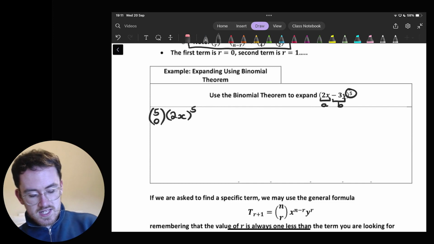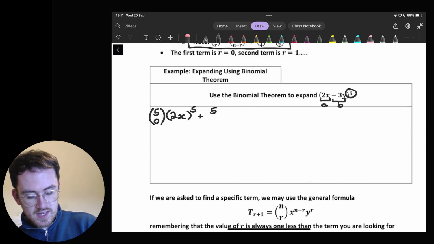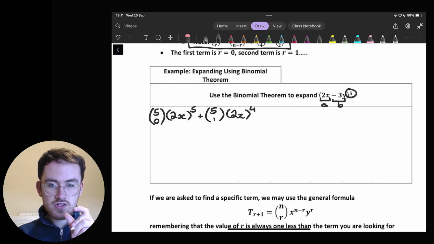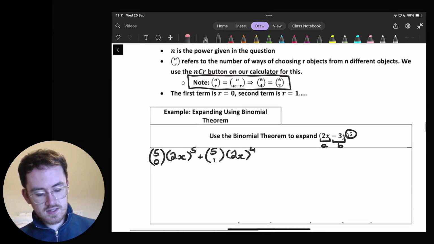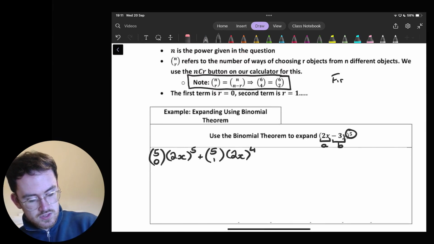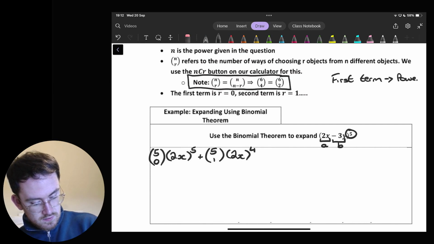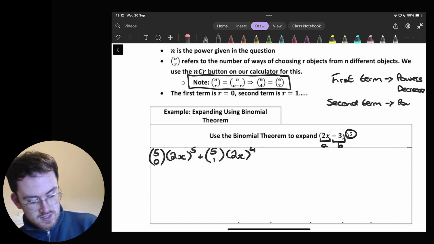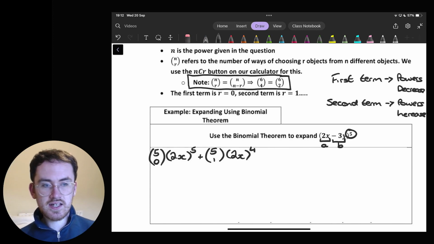If we're continuing on, the next is 5 choose 1. I still have my 2x, and this time it's to the power of 4. So we see that for the first term, the powers are decreasing. Let's make a note of that. For the first term, powers decrease. Again, this might be something to make note of in your notes as well. And for the second term, the powers go in the opposite direction. The powers increase.